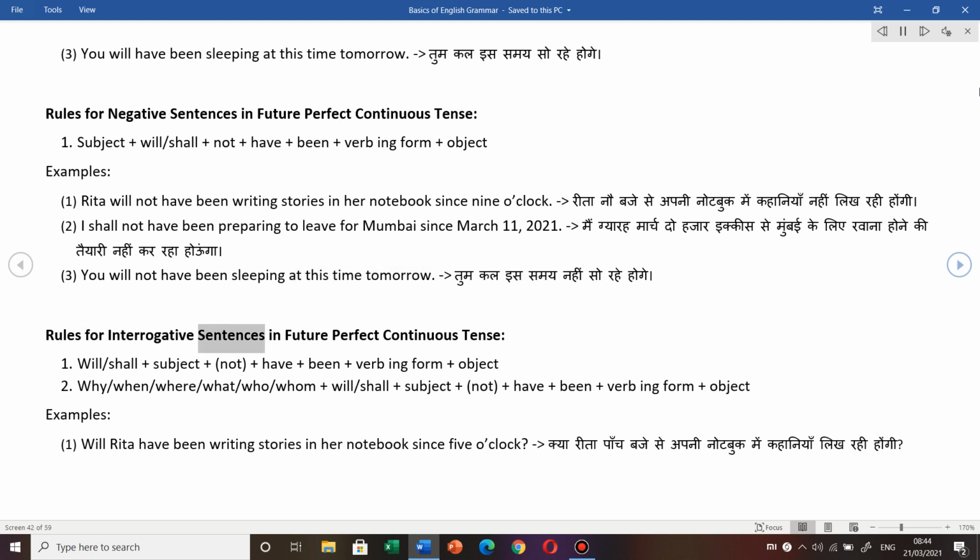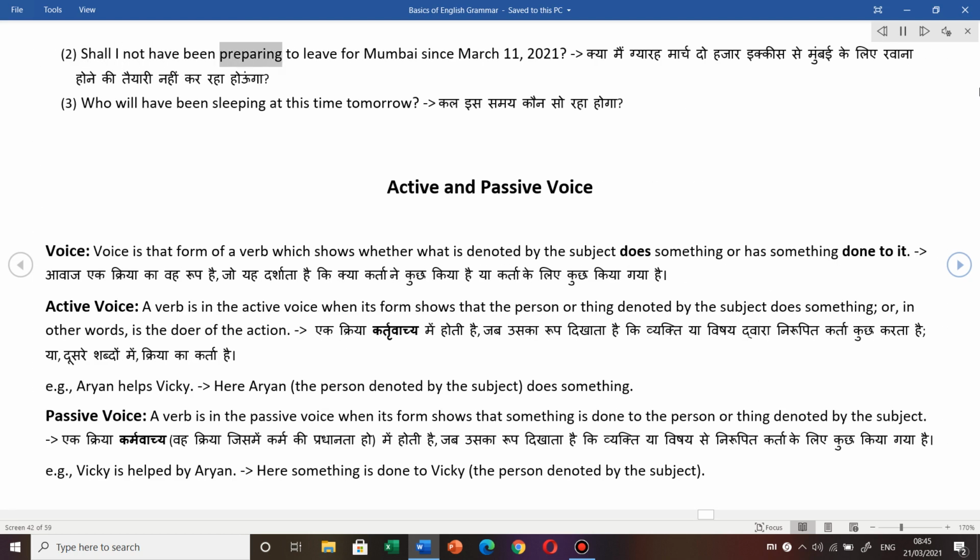Rules for interrogative sentences in future perfect continuous tense. Will/shall plus subject plus not plus have plus been plus verb ing form plus object. Why, when, where, what, who, whom plus will/shall plus subject plus not plus have plus been plus verb ing form plus object. Examples. Will Rita have been writing stories in her notebook since 5 o'clock? Shall I not have been preparing to leave for Mumbai since 11th March 2021? Who will have been sleeping at this time tomorrow?